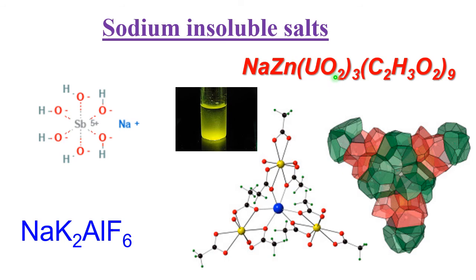A very beautiful compound that contains sodium, zinc, uranium, uranyl, iron, UO2 2+, and 9 acetates. This beautiful compound forms an insoluble compound of this structure, and you can see it has beautiful fluorescence. It's not radioactivity that you see, it's fluorescence.